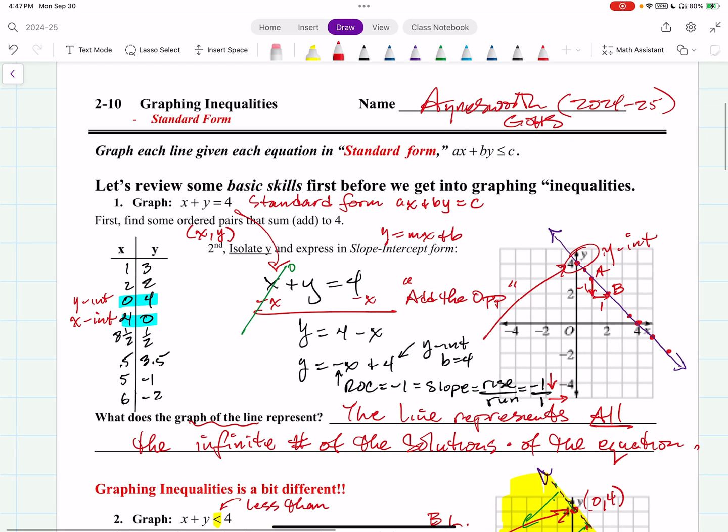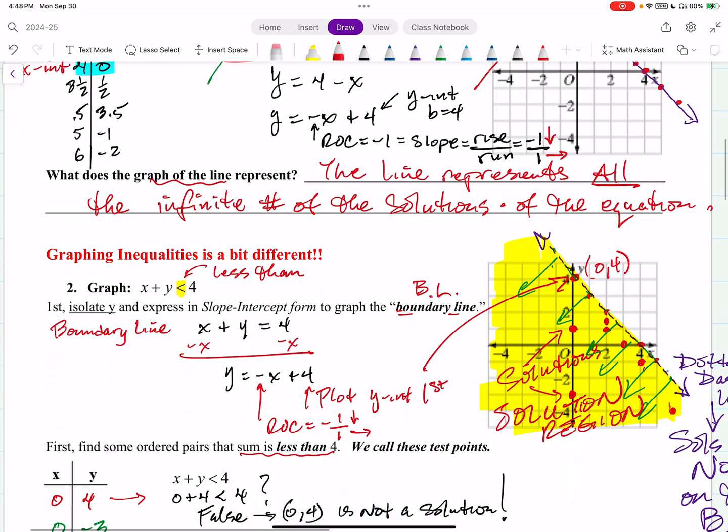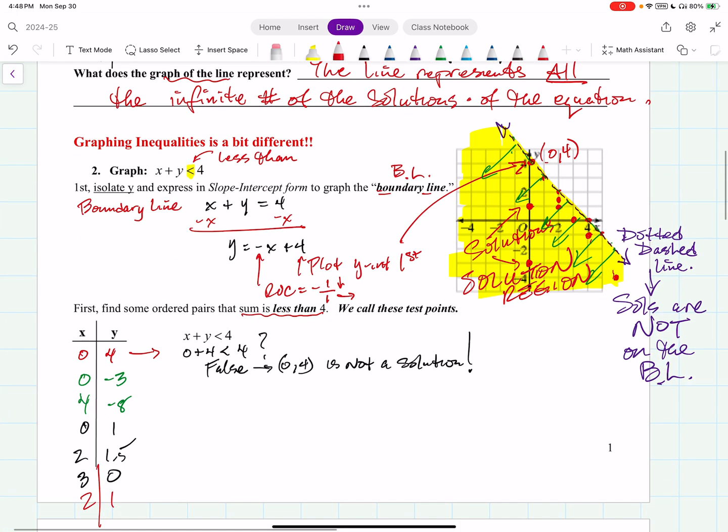And there's a lot of basic skills. And so yesterday, when I was in class with you guys, I went over the first two examples. I talked and reviewed about how to graph a line and get an equality here in slope intercept form. And we talked about the rate of change, the y-intercept. We graphed the function. And we found that when it comes to an equation, because x plus y equals 4 is called an equation, the line represents all the infinite number of solutions on the equation. Well, when it comes to inequalities, that changes everything.